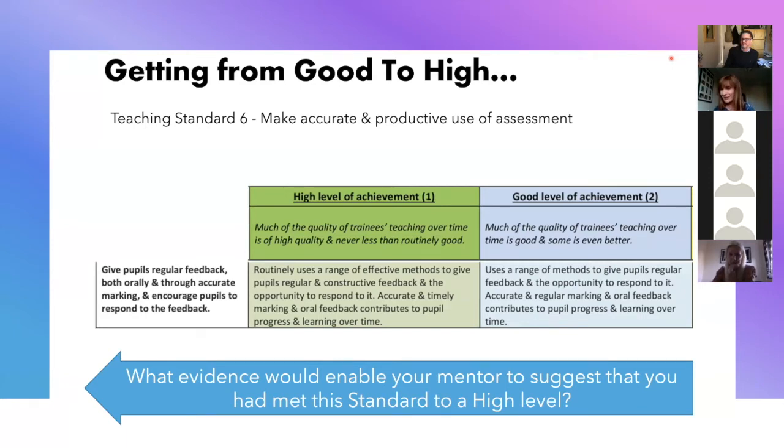I'll go. It has to be constructive, so something really practical that they can actually physically do, rather than saying, oh, okay, yeah, that's good, or that's not so good. It has to be something constructive, something practical they can put in place.